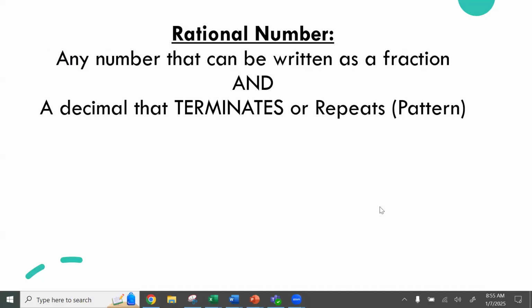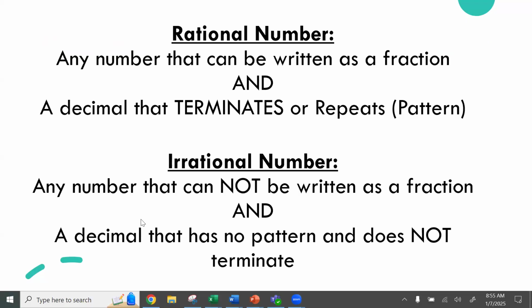Okay. So rational numbers, overall, are any number that can be written as a fraction, or a decimal that terminates or repeats. Irrational is a number that cannot be written as a fraction, and a decimal that has no pattern and does not terminate. Okay, again, pause that screen if you need it, but let's do some practice. So grab a board quickly. If you're just sitting at home, just shout at me. Here we go. You would state what it is and why it is.